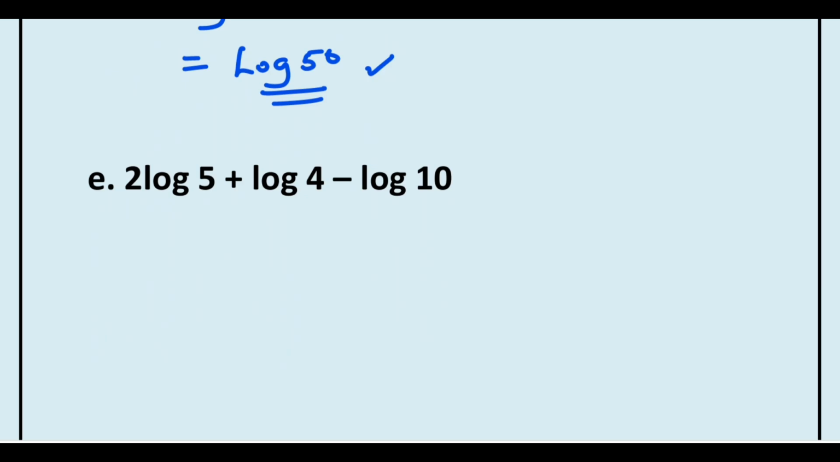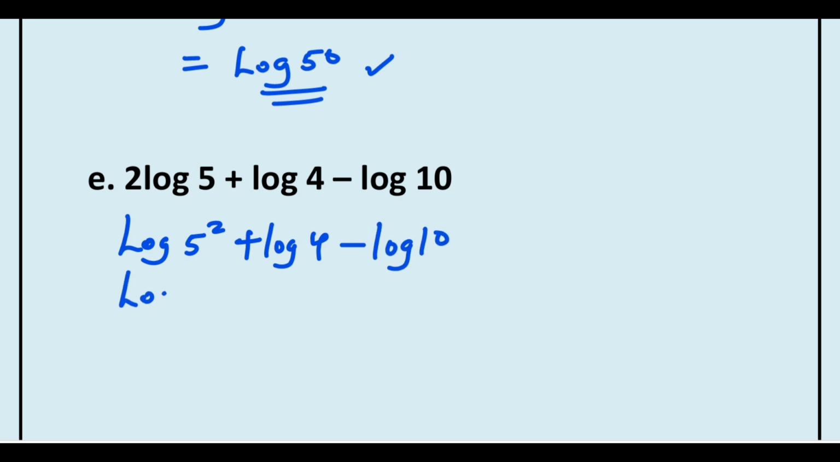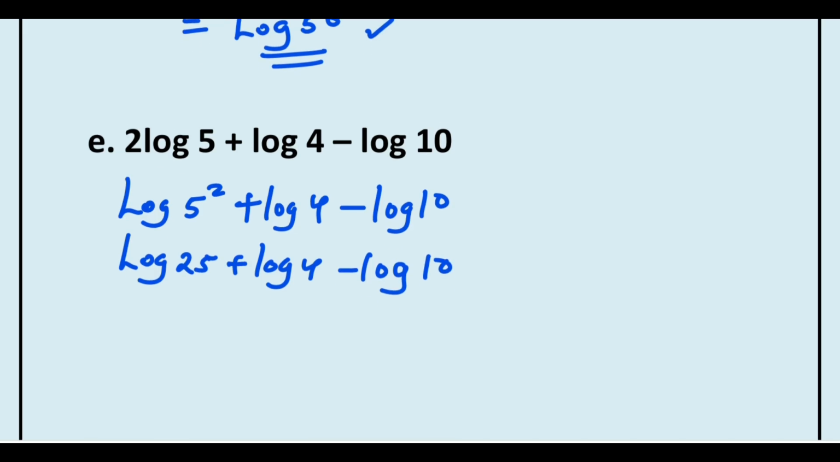The next, 2 log 5 plus log 4 minus log 10. So we shall have log 5 squared plus log 4 minus log 10. 5 squared is 25, so we shall now have log 25 plus log 4 minus log 10. Let's proceed.